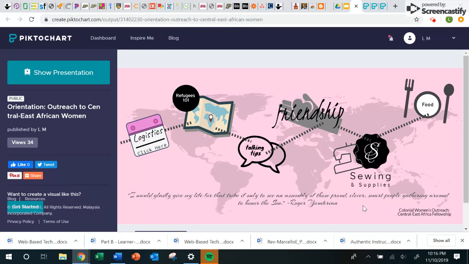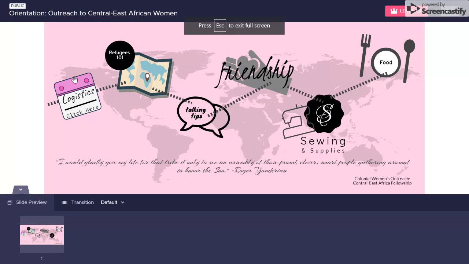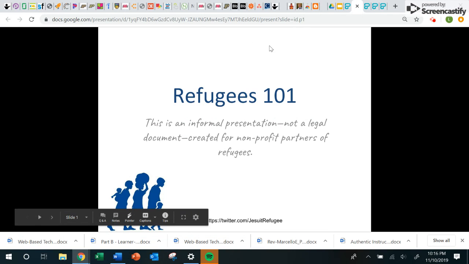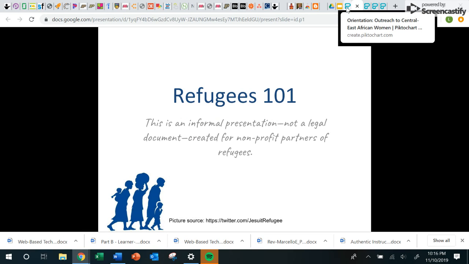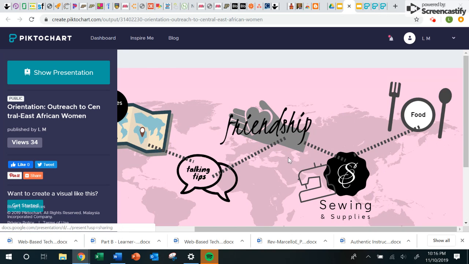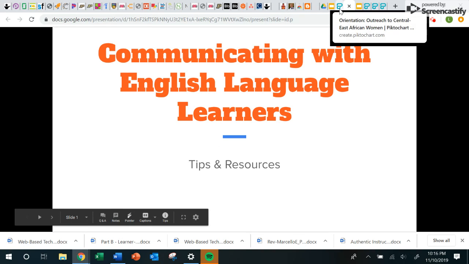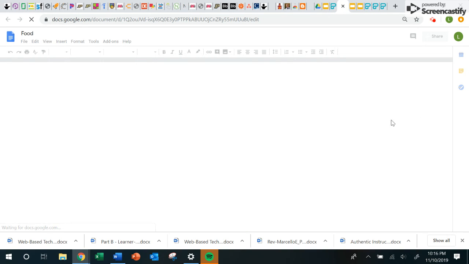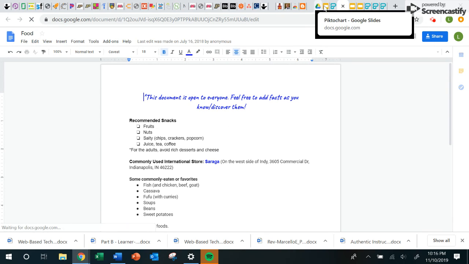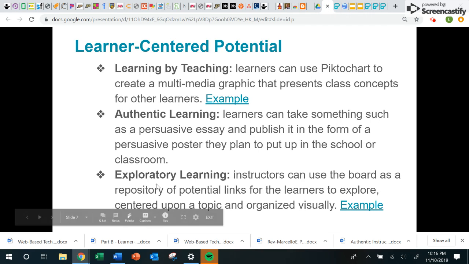Instructors can make PictoChart boards as a base of exploration. So this was a volunteer presentation. I gave them the links to these, and within the PictoChart board, the volunteers could then look around later for some of the presentation points. And also there were collaborative documents embedded here for them to use as they went throughout their volunteer experience.